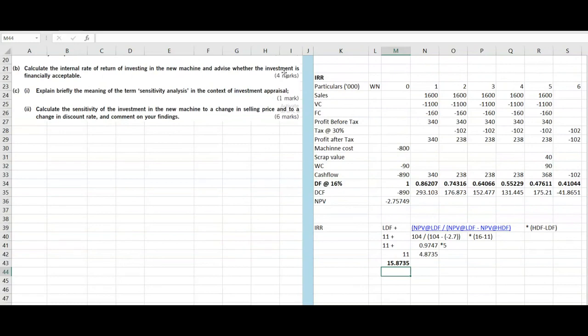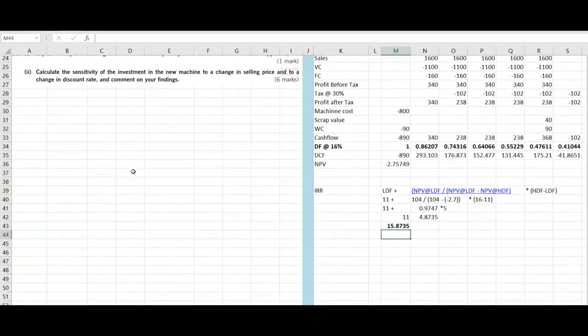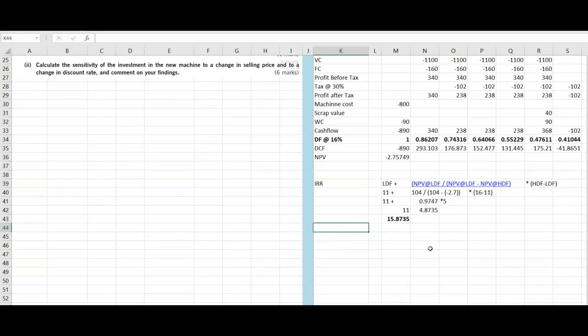The question asks you to advise whether it's financially acceptable. To do that, we have to compare the cost of capital. Cost of capital is 11%. Okay, and our IRR is 15.87. So just have a suggestion. Suggestion would be, as IRR is higher than cost of capital, we can invest in the project. Okay, so that's about the suggestion.